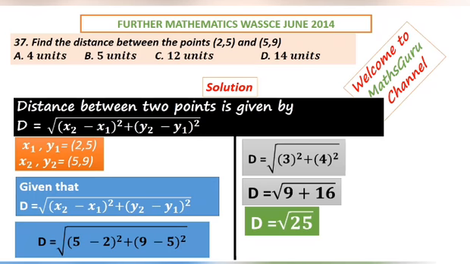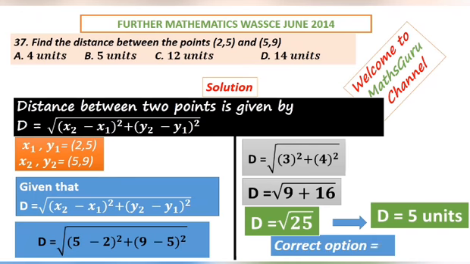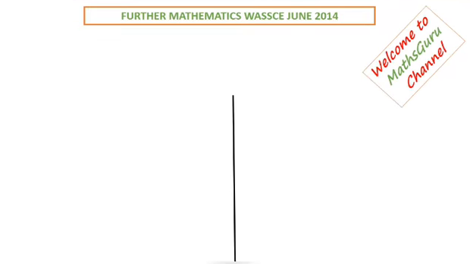And 9 plus 16 is equal to 25. So d is equal to the square root of 25, and the square root of 25 is equal to 5. So we have d equal to 5 units. Therefore, the correct option is B, which is 5 units.